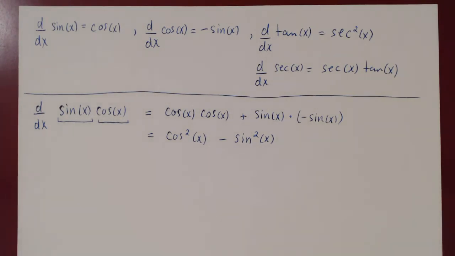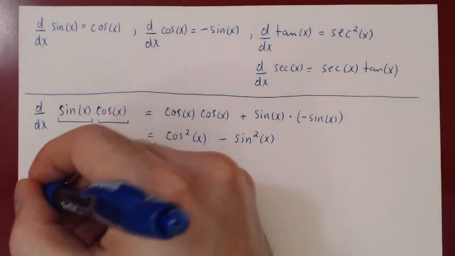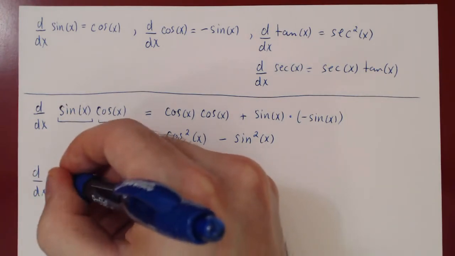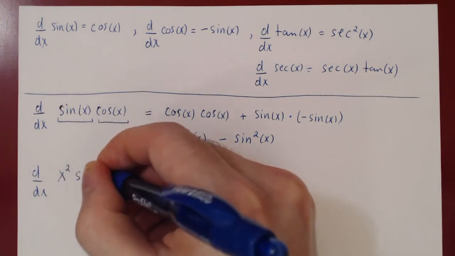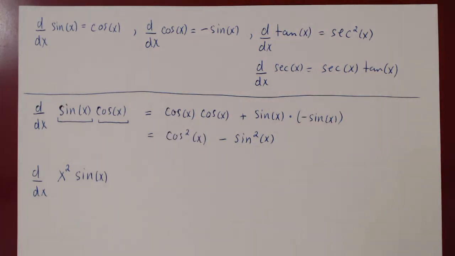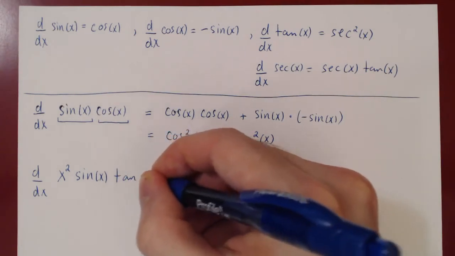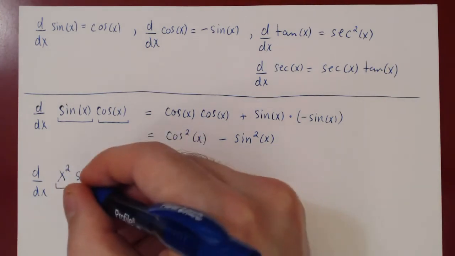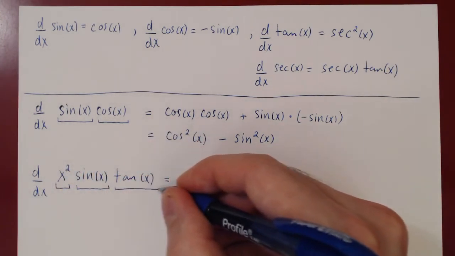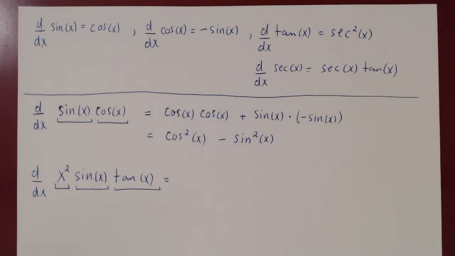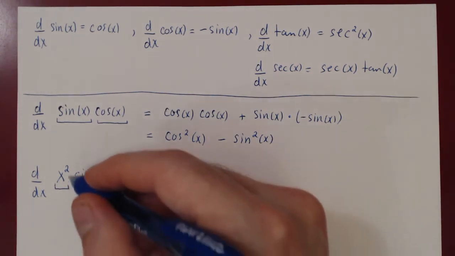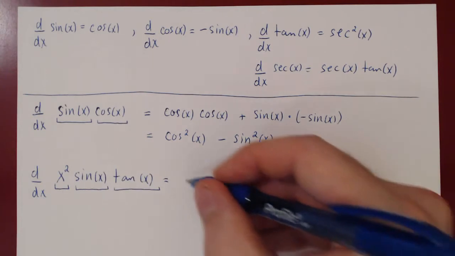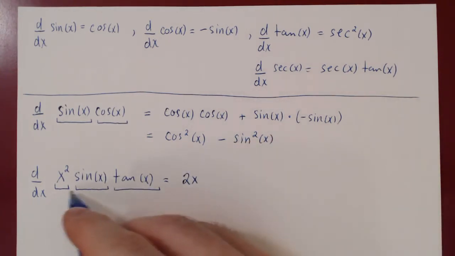What if we have, say, two products? What if we looked for the derivative, say, of x squared times sine of x times, just for fun, tan of x. Now we have two products. It is x squared times sine of x times tangent of x. So we have to use the extended product rule, which says first, derivative of the first function, so 2x, times everything else.